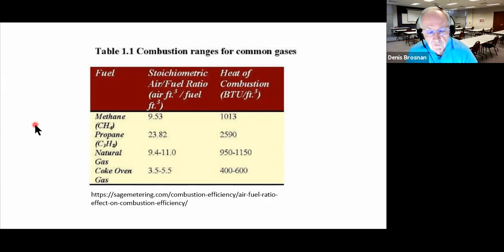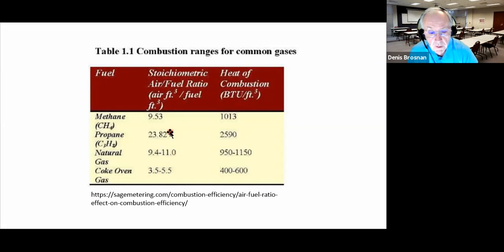Now here's a table I found on the internet, combustion ranges for common gases, and you can see methane, the stoichiometric ratio is 9.53 parts by volume of air per part of fuel. Natural gas has a little range, 9.4 to 11, depending on the chemistry of the natural gas.